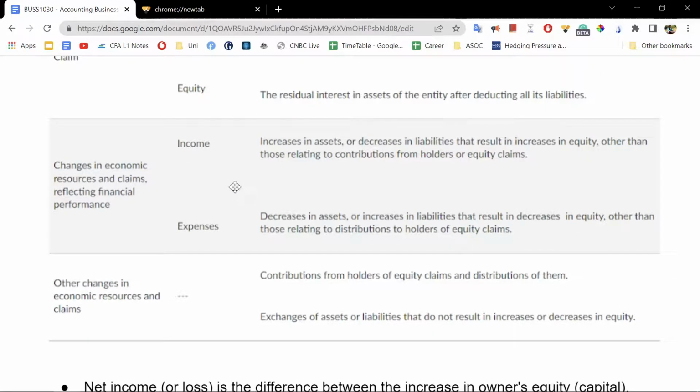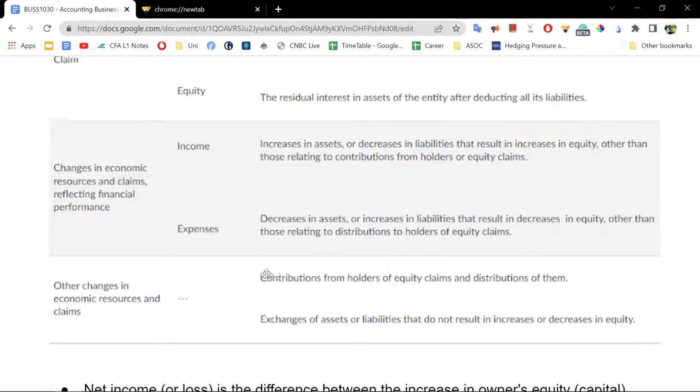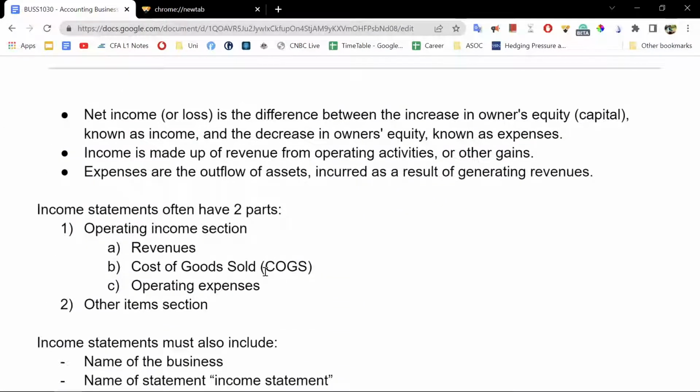Changes in economic resources and claims reflecting financial performance. So income, potentially this is the residual or the leftover after expenses are deducted, or revenue: increases in assets or decreases in liabilities that result in increases in equity, other than relating to the contribution of the holders of equity claims. So income from operations and income from net sales of property, plant, and equipment are examples of changes in economic resources and claims. Expenses are quite explanatory: decreases in assets. So these are all recorded in the income statement.